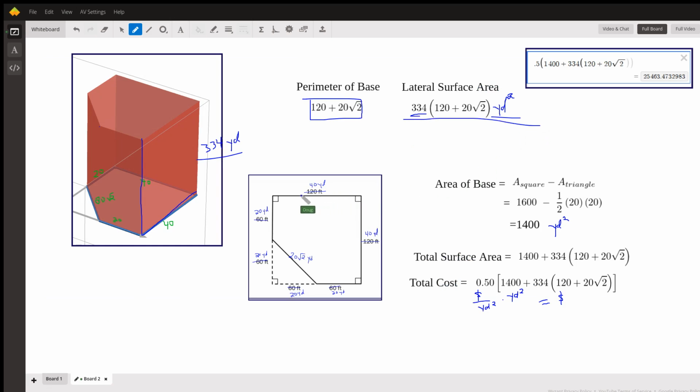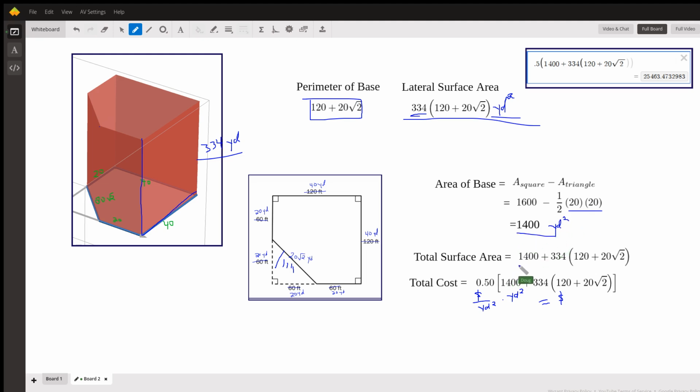We still have to find the area of the base because apparently they're going to clean the base too. And so the easiest way to do that is to find the area of the big square, which is 40 by 40, and subtract the area of this little triangle. And the 20 by 20 will be the base and the height. So 1/2 the base times the height will give us the area of that little triangle. That's what this is right here. So 40 times 40, 1600 minus 200 is 1400. That's the area of the base in square yards.